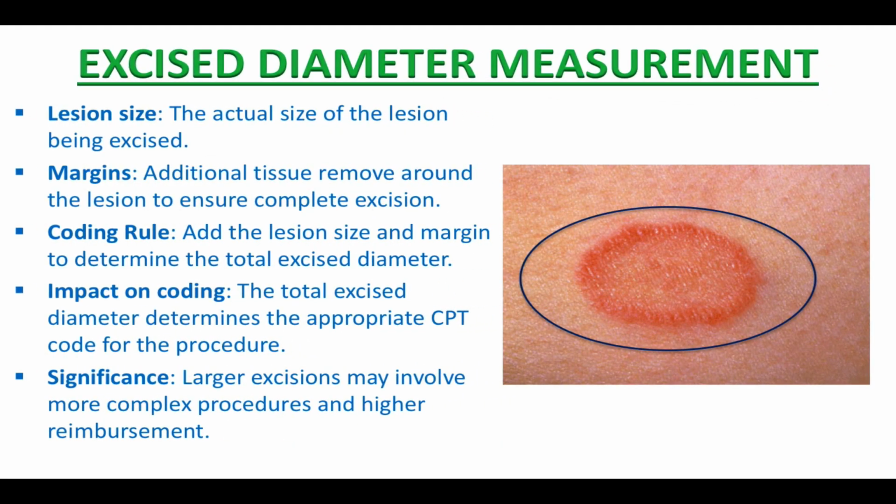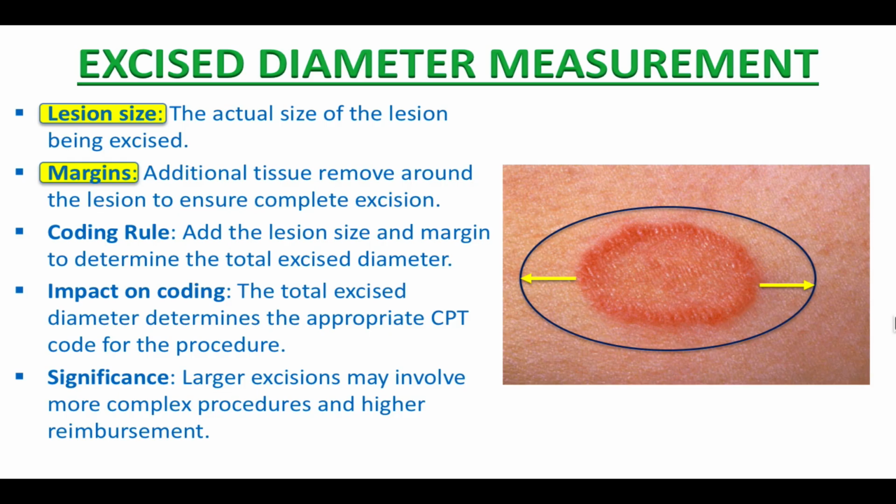Excised diameter measurements. Let's break down the total excised diameter, which includes both the lesion size and the margin. Assuming this is the excision cut around the lesion. First, lesion size refers to the actual size of the lesion itself, the portion of tissue that's being excised. Next, margin, the additional tissue around the lesion to ensure complete excision.